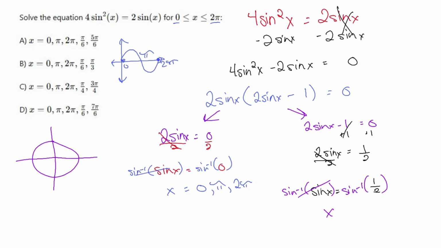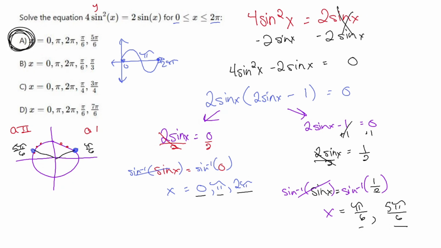All right. What is sine? Well, sine's a y value. So I care about when my y values are positive 1/2. My y values are positive 1/2 in this quadrant, quadrant 1, and this quadrant, quadrant 2. My y values are 1/2 at the dots closest to the x-axis. So the angle created here would be pi over 6, and the angle created here would be 5 pi over 6. So x is going to be pi over 6 and 5 pi over 6. So my total answer: 0, pi, 2 pi, pi over 6, 5 pi over 6. The answer is A. Isn't that fun?